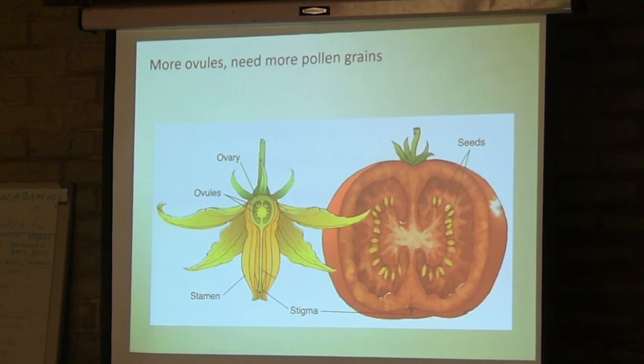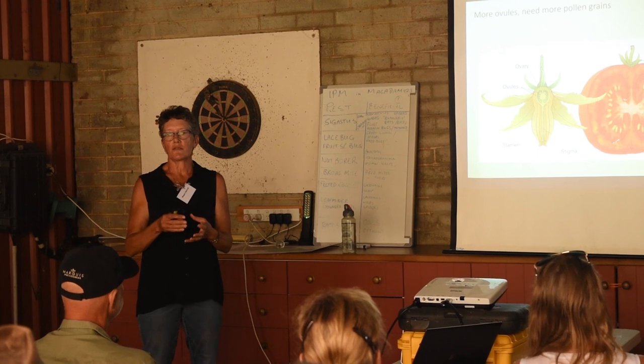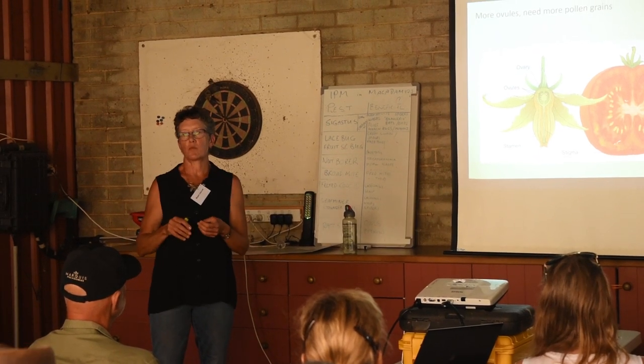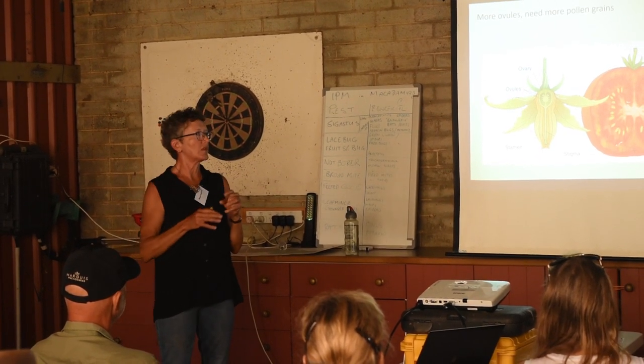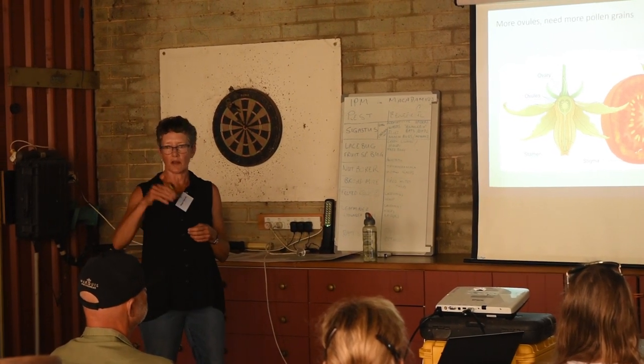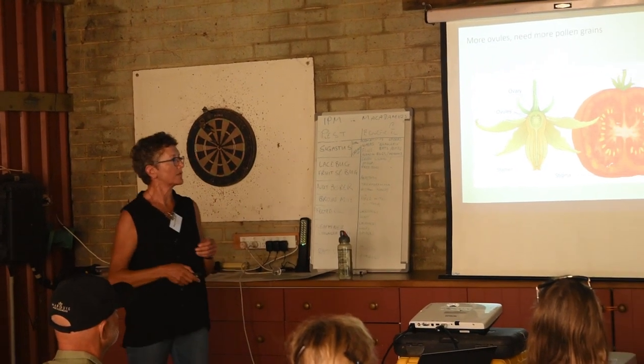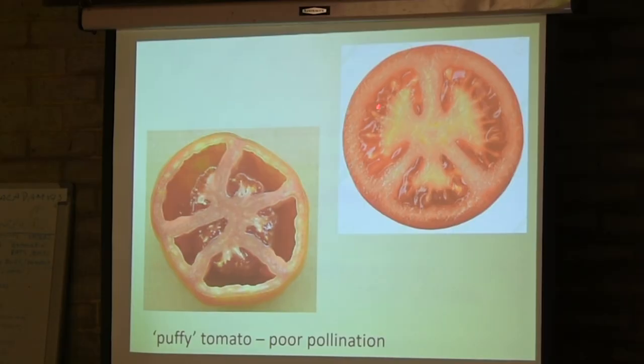So the more ovules that you have in a fruit, the more pollen needs to be deposited on the stigma, and the more visits you need to have from insect pollinators. It's not just enough for a bee to land on a flower once. Some that have lots and lots of ovules need to be pollinated several times by several bees and lots of pollen grains. Here we have a tomato.